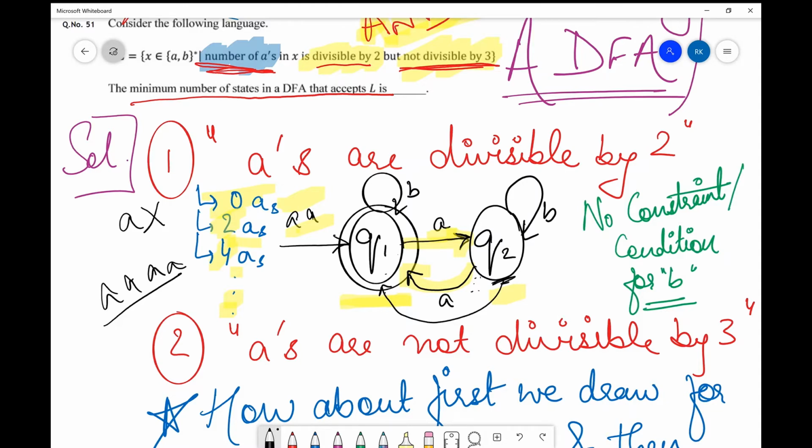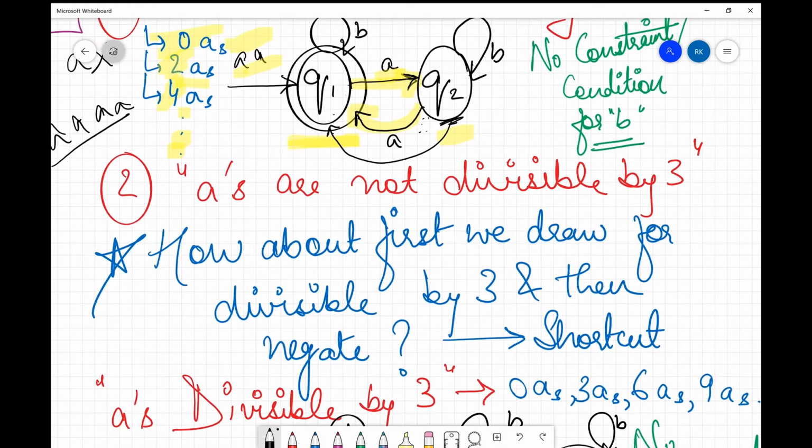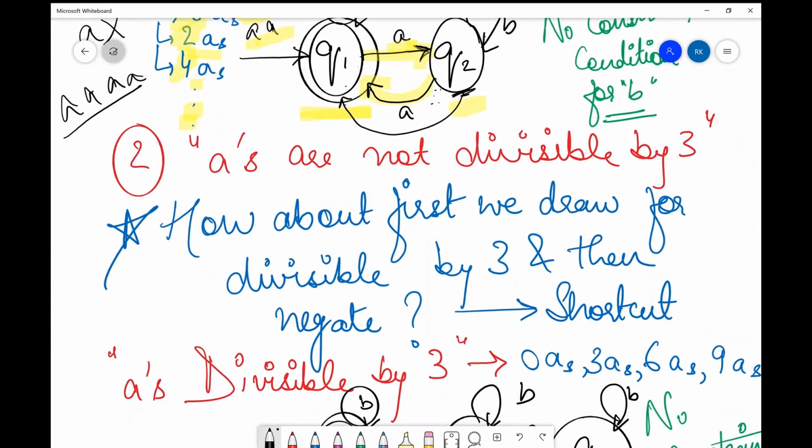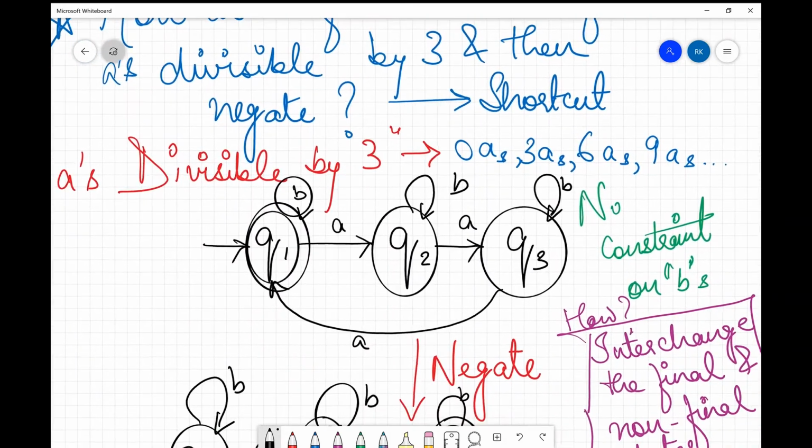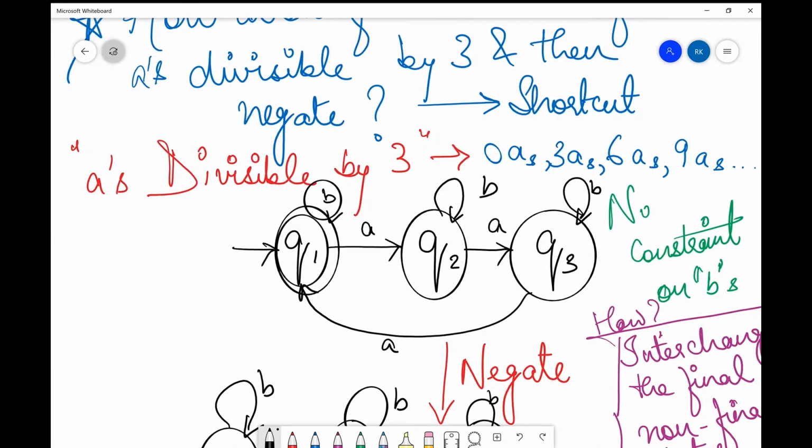Now we move to the second condition. The second condition was that A's are not divisible by 3. If A's are not divisible by 3, I need to draw a DFA for A not divisible by 3. How about I first draw the DFA which accepts the strings where A is divisible by 3 and then negate it? That serves as a simple solution, and also a shortcut technique. So I draw the DFA for A divisible by 3 in a very similar manner to how we drew it for A divisible by 2.